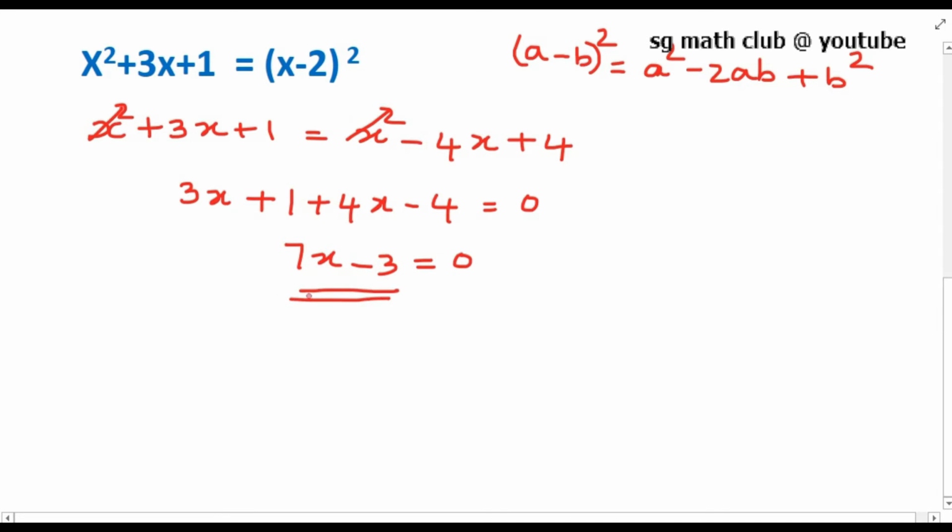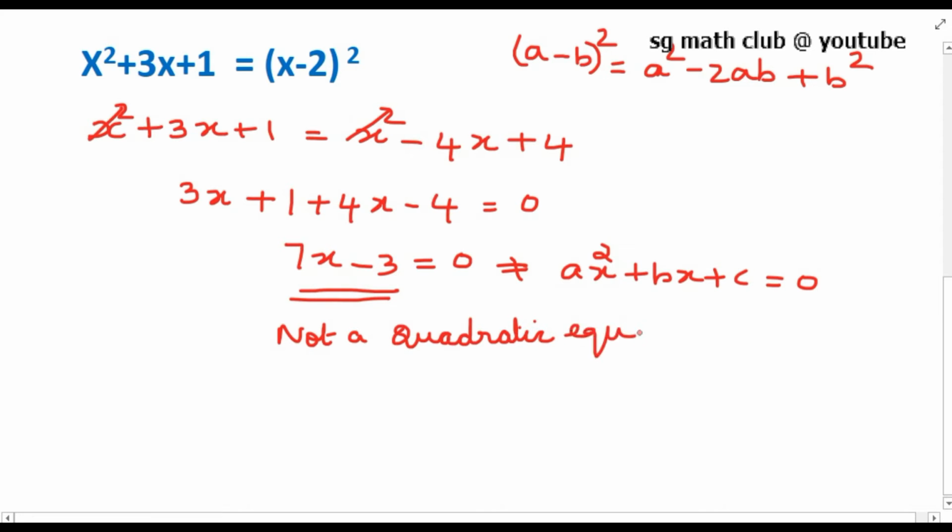This is not a quadratic equation because the degree of the variable involved in it is not 2, or you can say this is not in the form of ax square plus bx plus c equal to 0, and so this is not a quadratic equation. We can say that here a is missing, the term with x square is missing, so this is not a quadratic equation. So if you see it, you cannot say whether it is quadratic equation or not. You have to simplify it, then only you can say whether it is a quadratic equation or not.